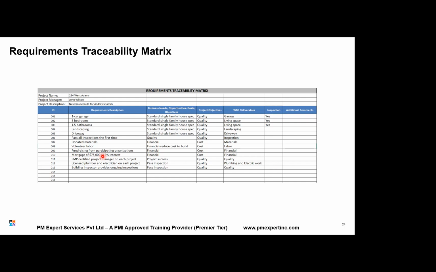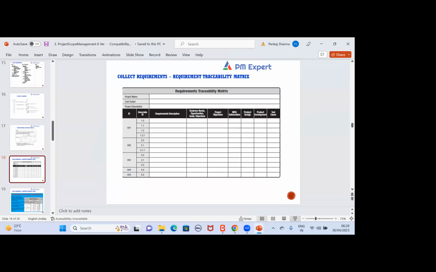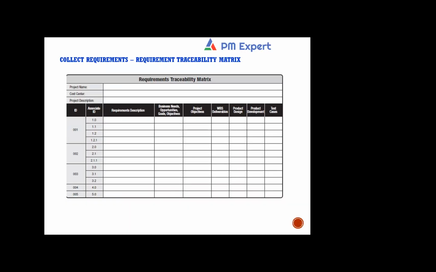No, please share some more examples. Because see, this is one kind of format. You can have any format. The purpose is to manage requirements, right? Let me show you some other formats of requirement traceability as well. Now, this is a very elaborate one. This is also a requirement traceability matrix. Now, look at this carefully.